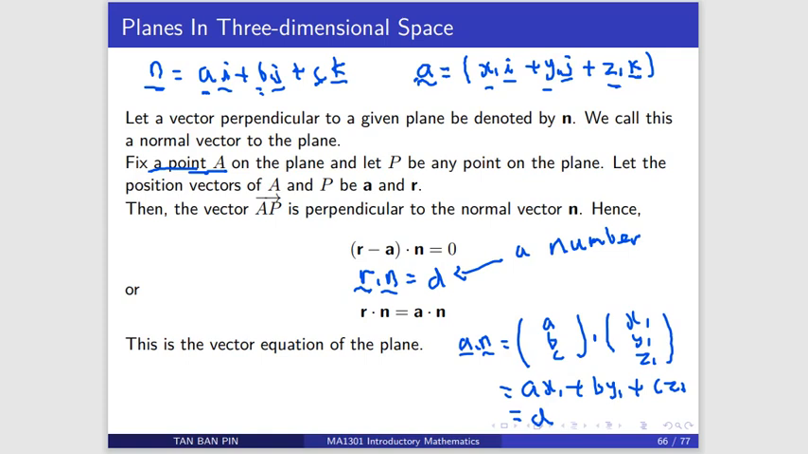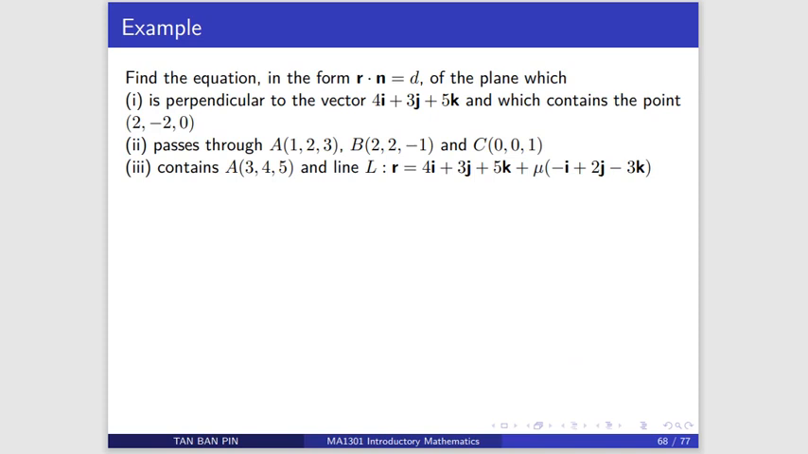Later we shall see more examples, and you understand better. That's the reason why if you look at slide 68, you will find that you are asked to find equation of the plane in the form r dot n equal to d. So this d is what I just mentioned. Because a is a fixed point on the plane, a dot n gives you a constant d. So that's the reason why in slide 68 you are asked to find equation of plane of this form, r dot n equal to d.